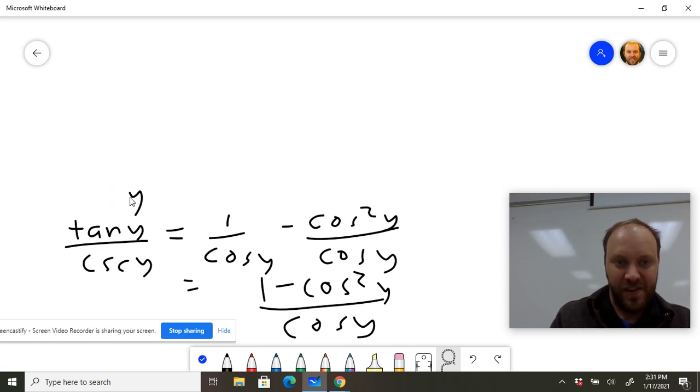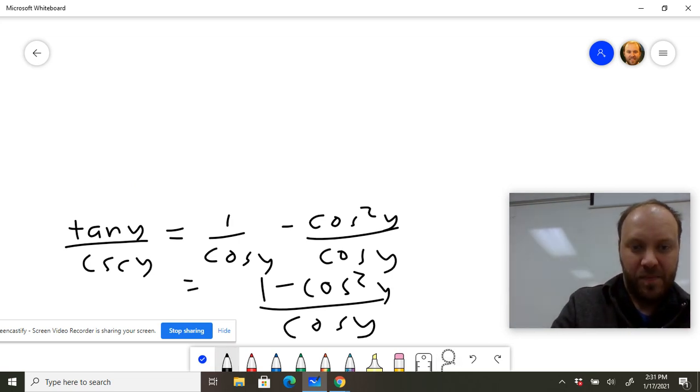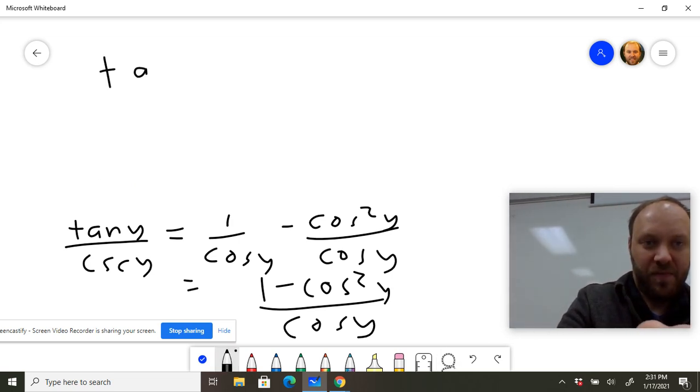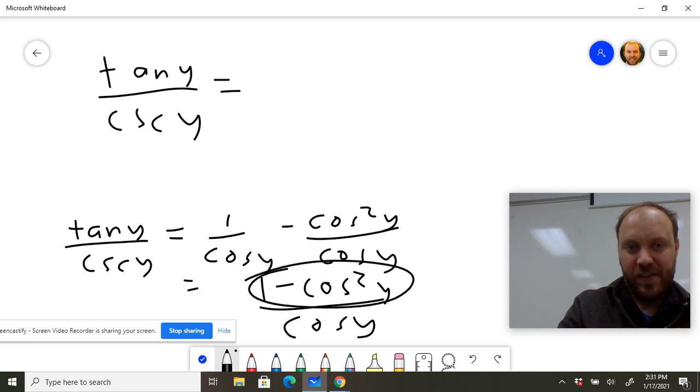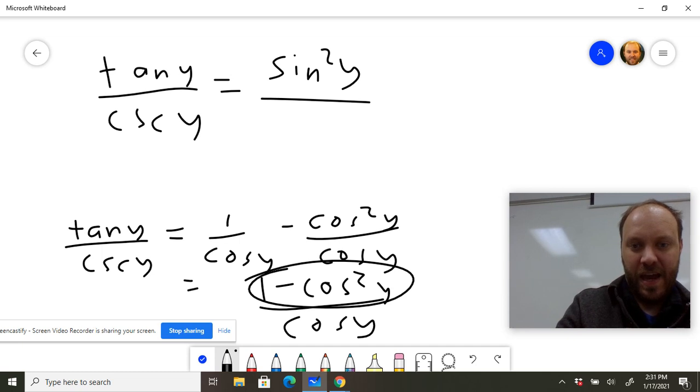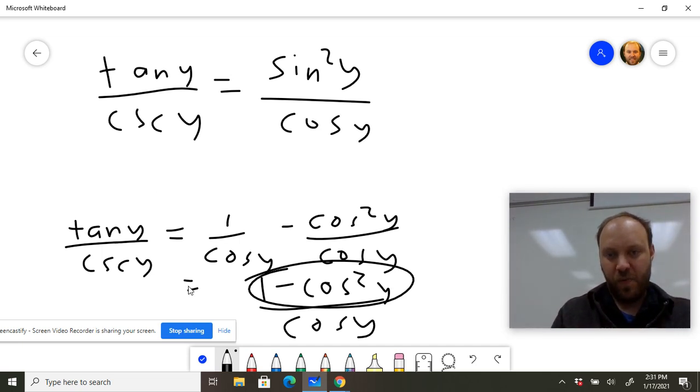So this should actually continue. I just don't have room to actually continue. So anyway, we're going to have tangent of y over cosecant of y on the left. And that's going to be equal to, now 1 minus cosine squared of y is the same thing as sine squared of y, and you're going to write that over cosine of y. And this is where this will come together.